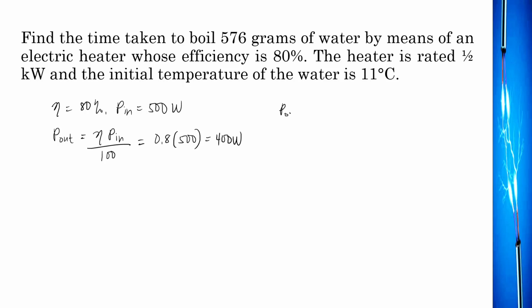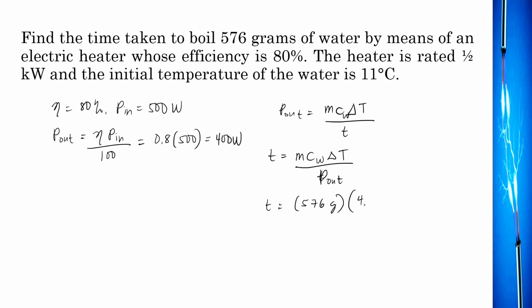Okay, ngayon, yung P out, okay, of course, MC delta T, MCW over time. So, para makuha natin yung time, edi, ito lang gagawin mo, no? MC W delta T over the P out, I mean. Ayan. So, alamin natin. So, yung time, ang mass natin ay 576 grams. Tapos, 4.186 joules per gram per degree Celsius. Tapos, okay, ang temperature natin, 100 minus 11 degrees Celsius divided by P out natin, 400 watts.